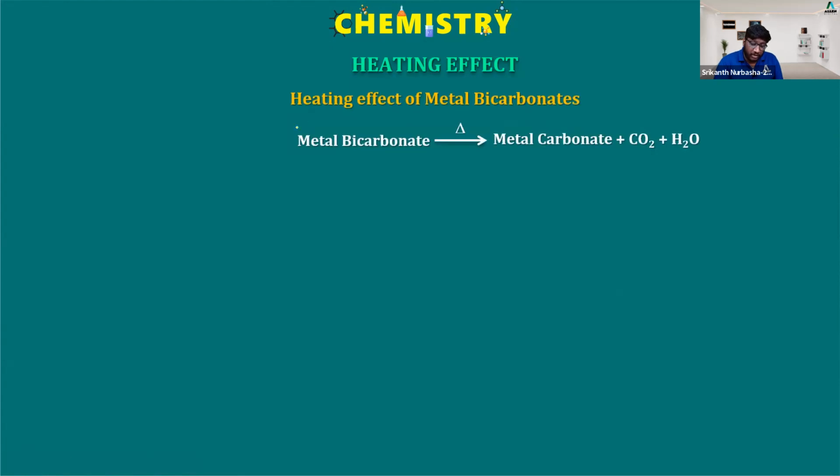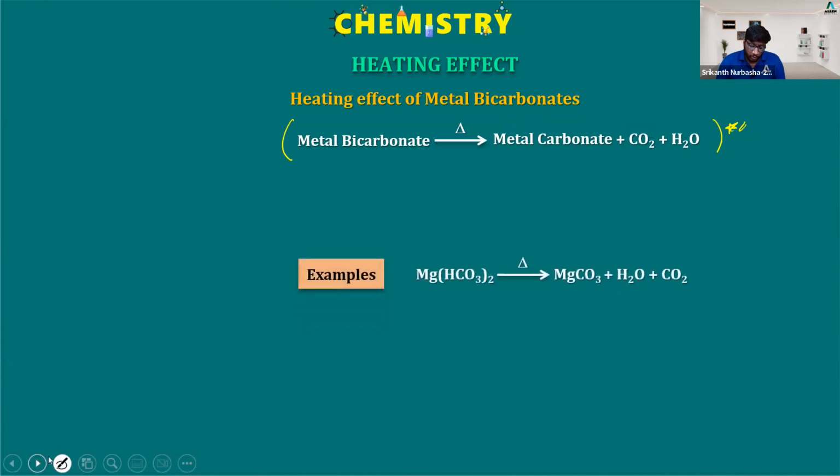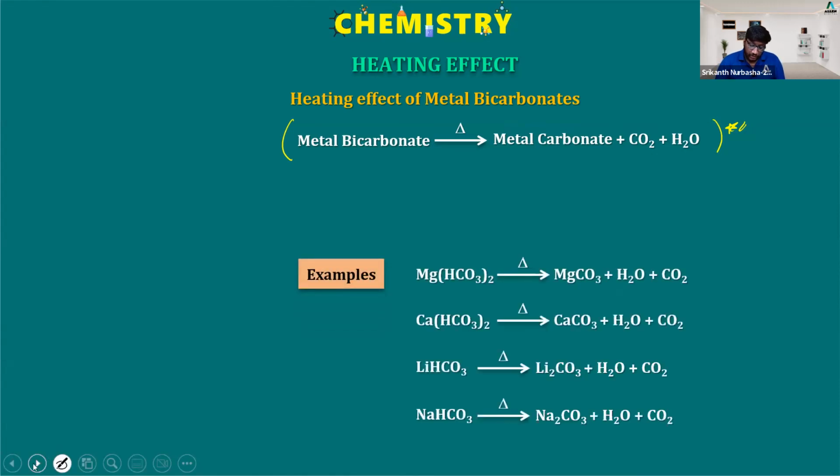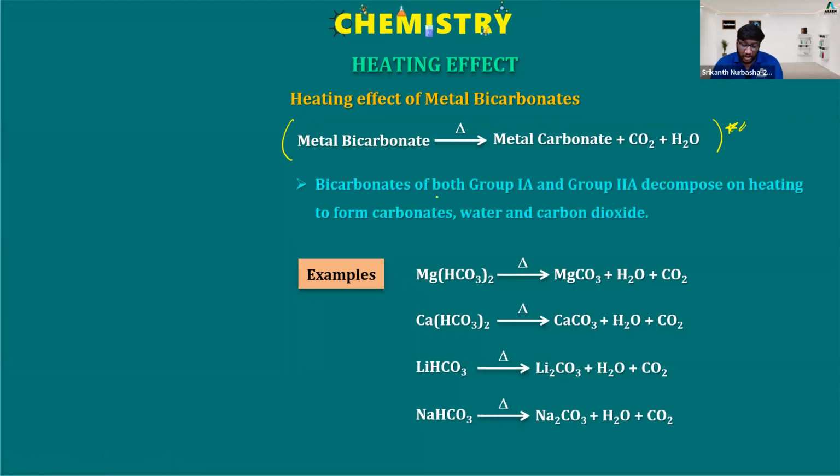Heating effect of metal bicarbonates. If you heat metal bicarbonate, you will get CO2 and H2O both. Bicarbonates of both group 1 and group 2 decompose on heating to form carbonates, water and the respective carbon dioxide. No exception. That is how we produce Na2CO3. Upon heating NaHCO3 only, you form Na2CO3. With respect to bicarbonate, you do not have an exception.